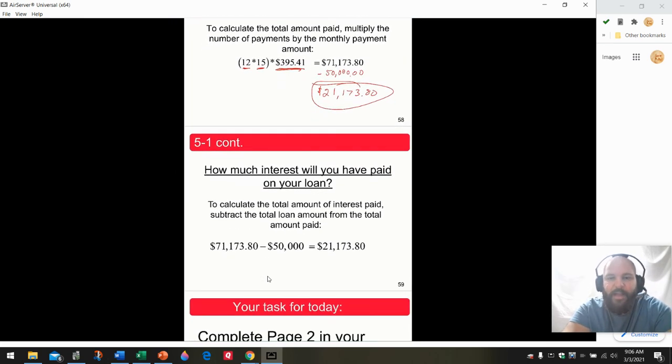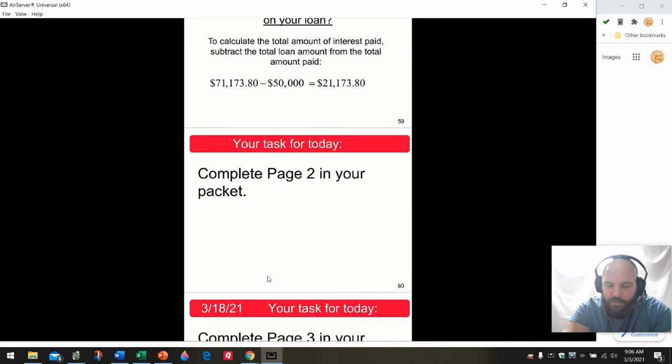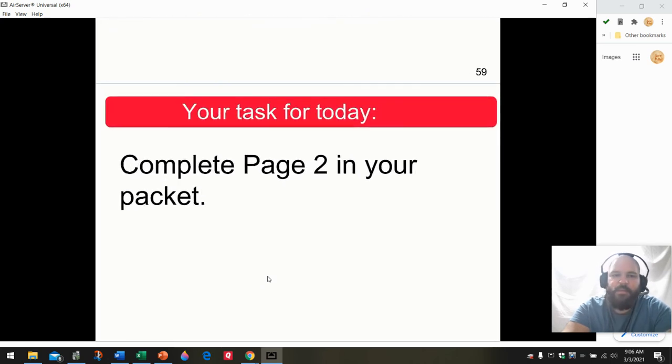And you can see the next slide shows you exactly what I just showed you. You take how much you paid back and you subtract away how much you had originally borrowed, and you will get your amount of interest. So that's the example that I wanted to show you. Your task is going to be to complete page 2 in the attached packet, and it's going to be doing just what I showed you.